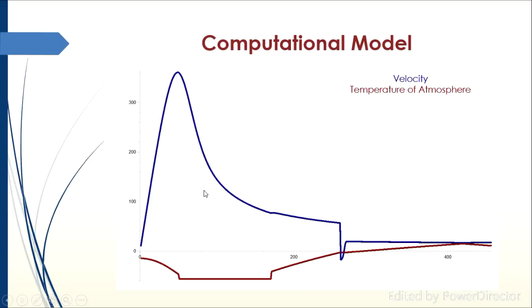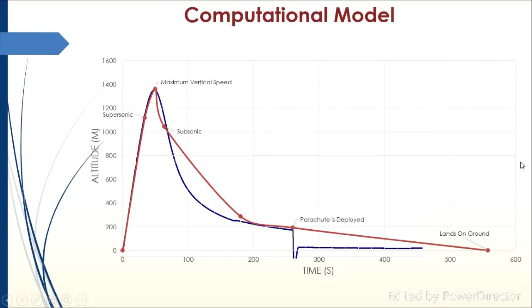This is the graph created by the computational model. The blue line represents the velocity, and the red line represents the temperature of the atmosphere. When the graph of the computational model and the graph of the observational model are compared, we find that the main points all fairly line up, but the points in between don't. We can guess that this is mainly because the points in the observational model, the red line, the points in between the main points, are estimated rather than computed.